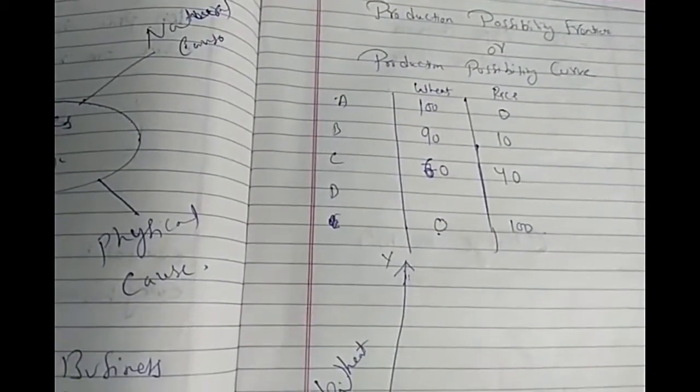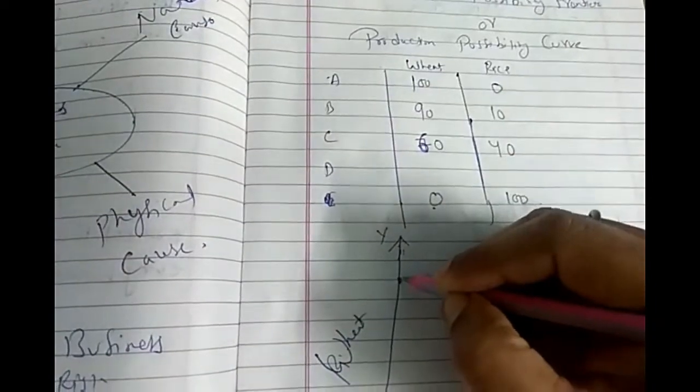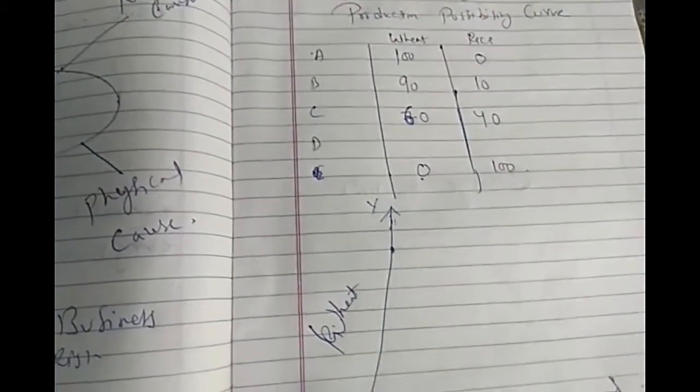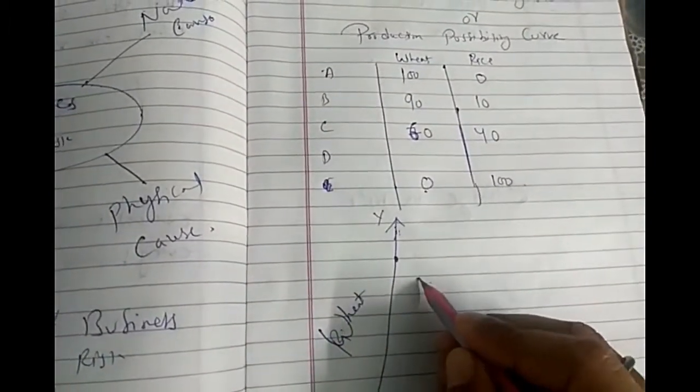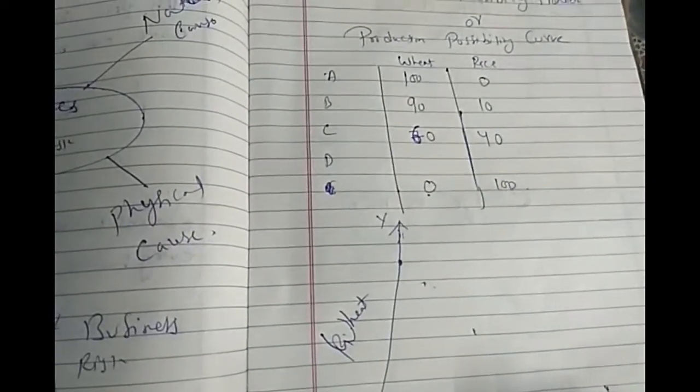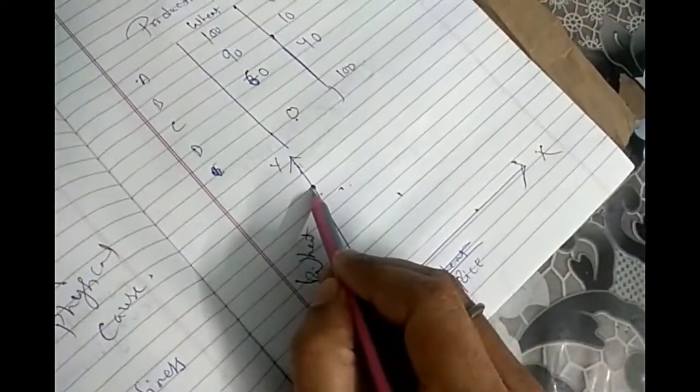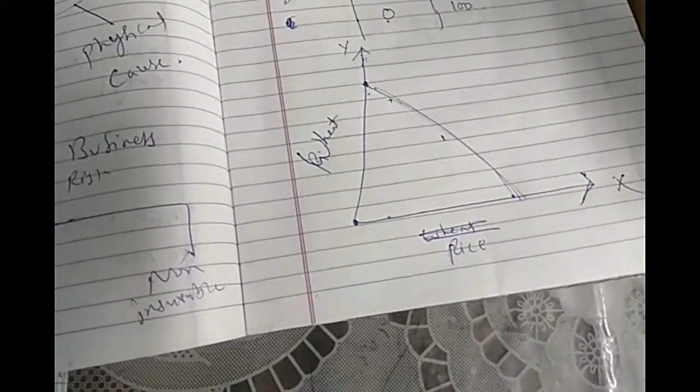So as you can see in the schedule, when there is 100% wheat, at that time there is 0% rice. That is clear. Suppose 10% to 90%, and if we join these points with a free hand, what we will get is one curve, and that curve represents the graphical representation of the possibilities of goods with the available resources.